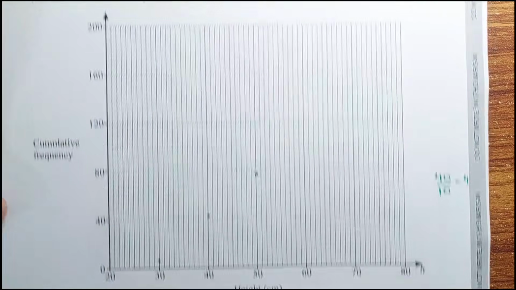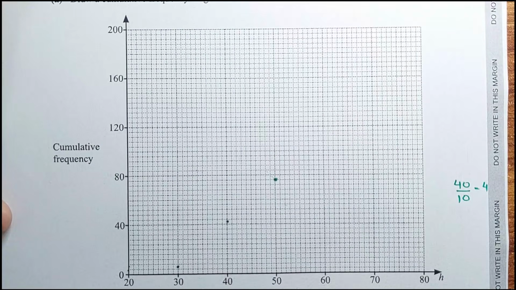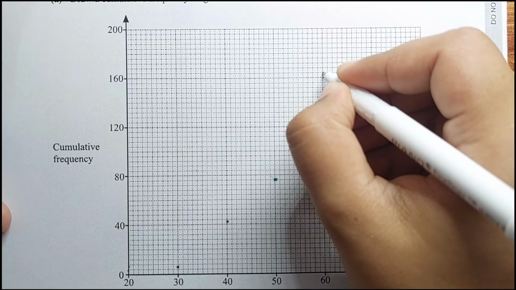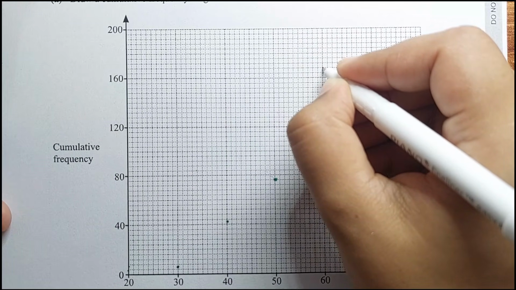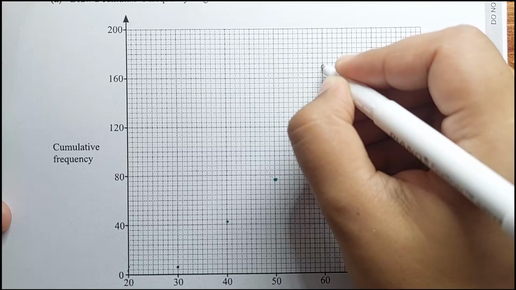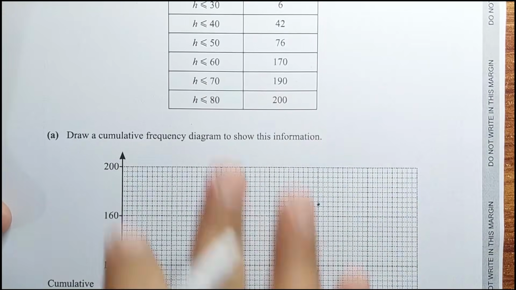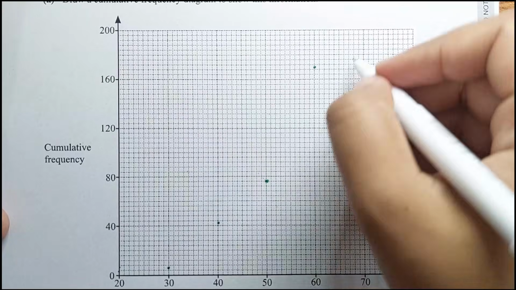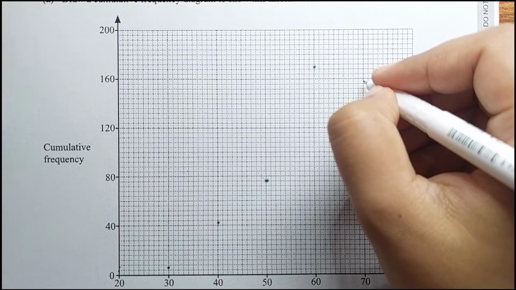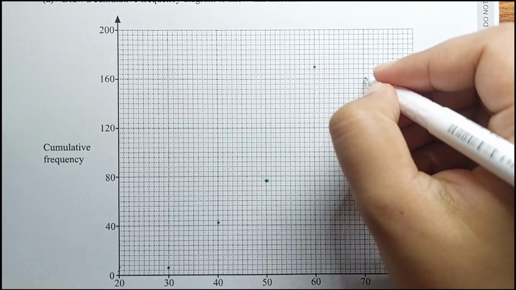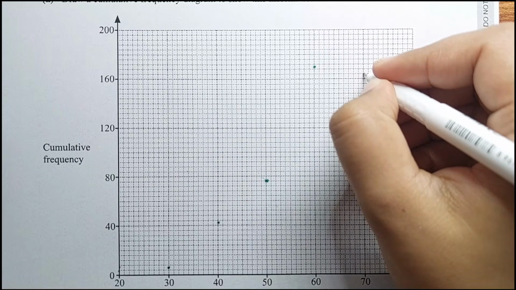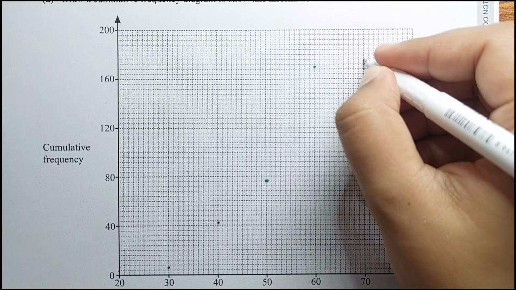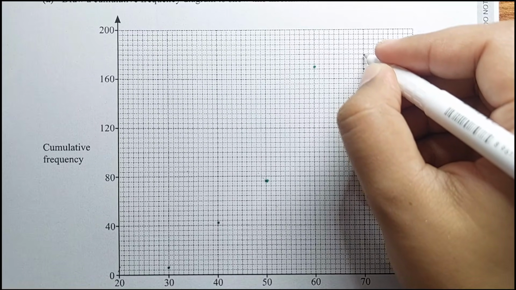For 60 it is 170. 160, 164, 168, and then 172. It is in the middle, 170. For 70 it is 190. Okay, corresponding to 70 we have 190. So 190 over here.